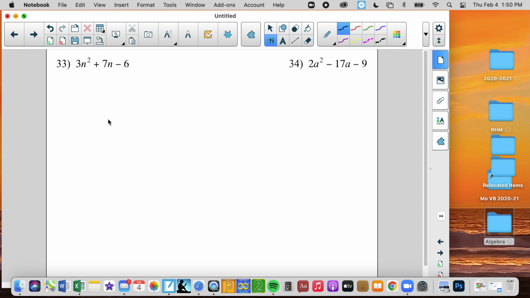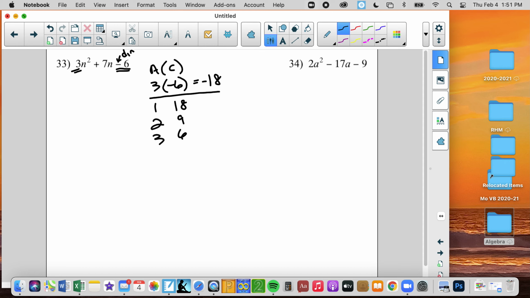Ooh, look at this one. 3 terms, subtraction. So not a binomial square, but something we should notice is that I have an a now. So when I do a times c, I'm going to multiply 3 times negative 6. That's my a and c. So that gives me negative 18. Factors of 18 are 1 and 18, 2 and 9, 3 and 6. Signs are different. When this is a negative, it's different. When this sign is a positive, that means they're the same.